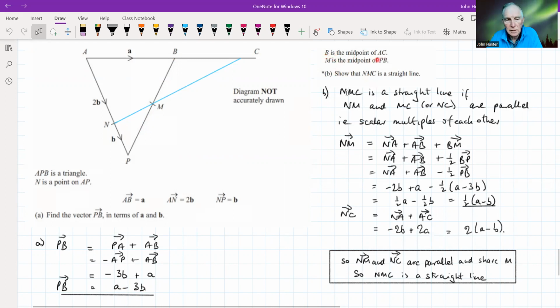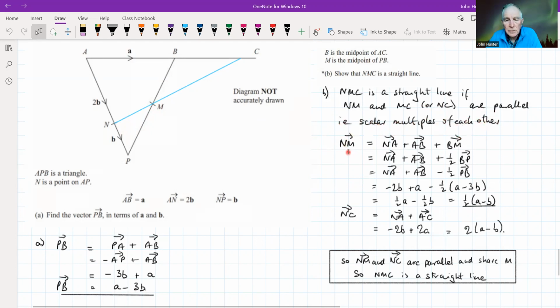PB is the midpoint of AC. Okay, and M is the midpoint of PB. So that's a midpoint. That's a midpoint. Show that NMC is a straight line. So NMC is a straight line if NM and MC or NC, the same argument as the previous question, are parallel. And scalar multiples of each other, basically if they're parallel then they're scalar multiples of each other.